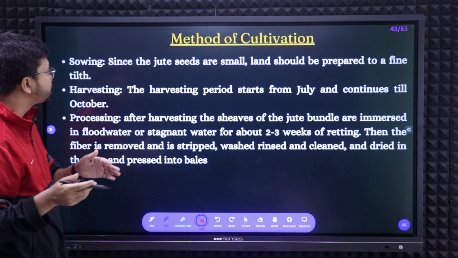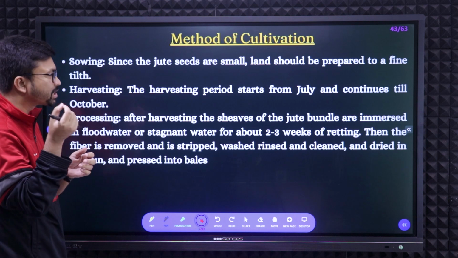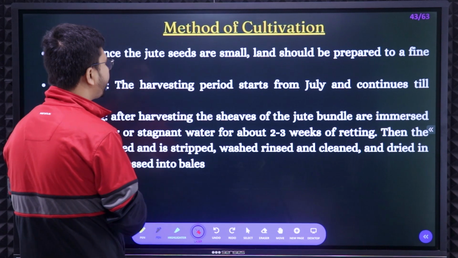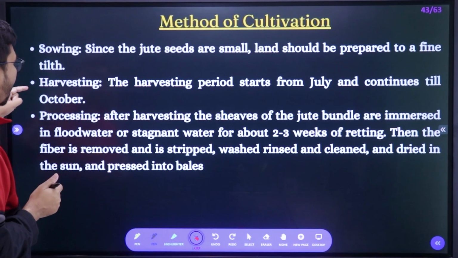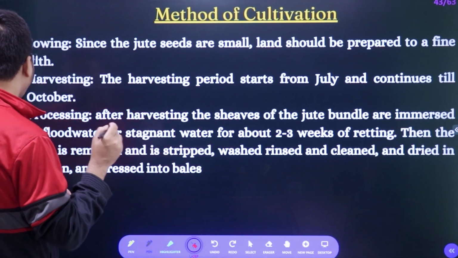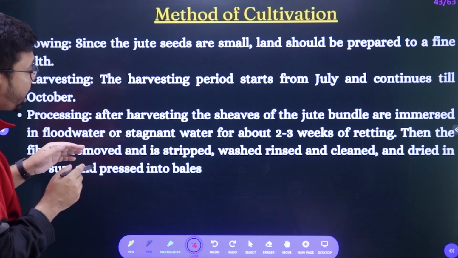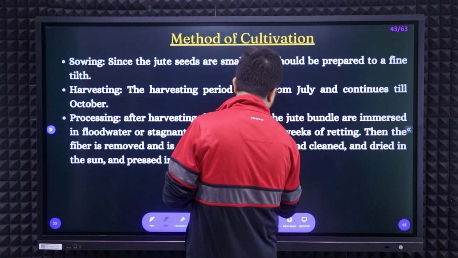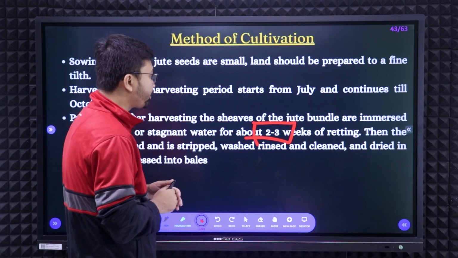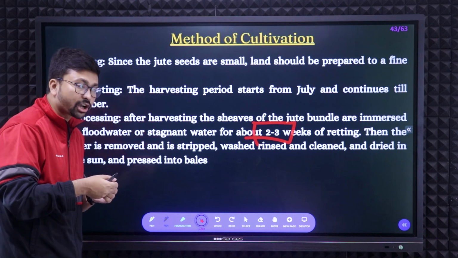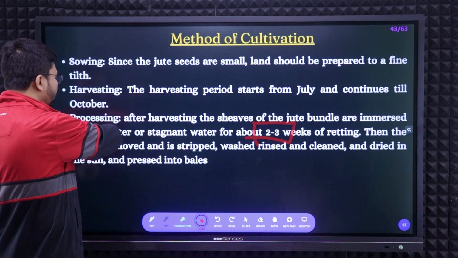Now next, there are the methods of cultivation. Remember, the jute seeds are very small in size, so the land should be prepared to a fine tilth. Next, the harvesting. The harvesting period starts from July and continues till October. For processing after harvesting, the bundles of jute are immersed in flood water or stagnant water. We need to keep it for 2-3 weeks. So in that way, what will happen? The fiber elements will start to be separated from the strong part.